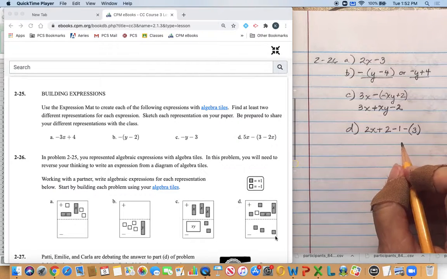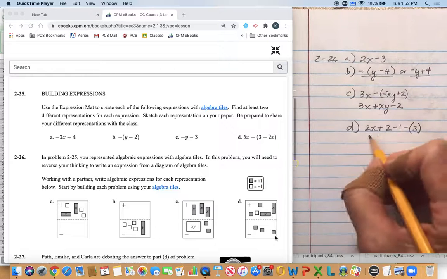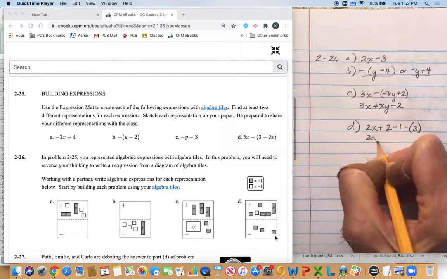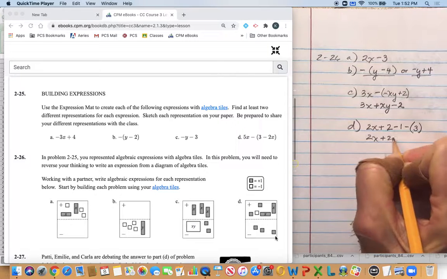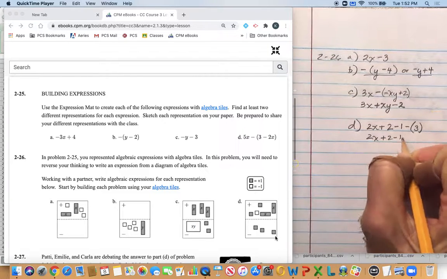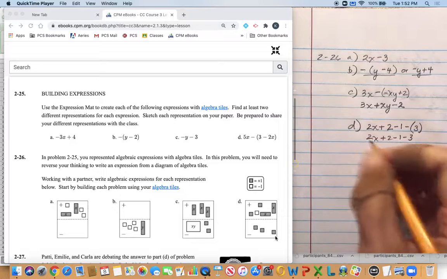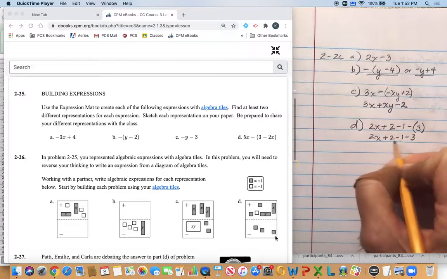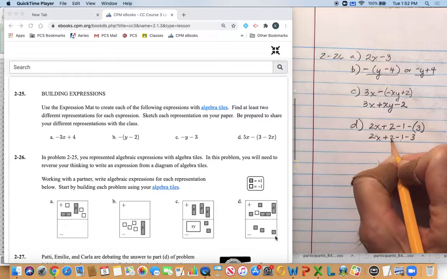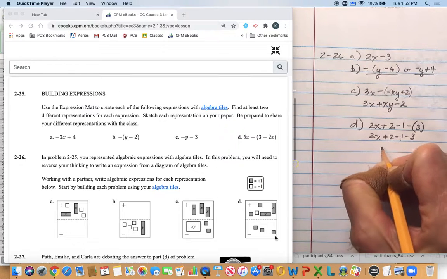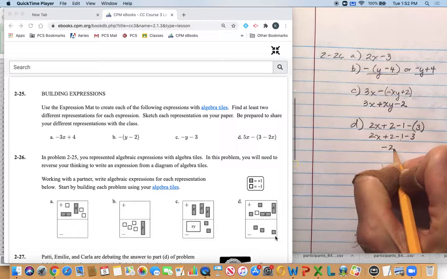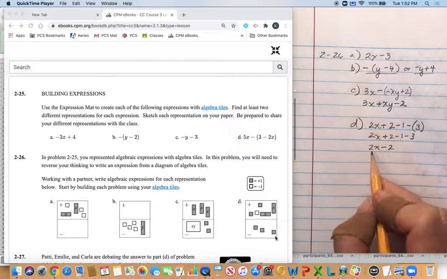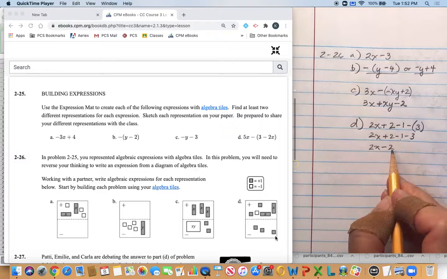and then we can close the parentheses. Okay, so if we were going to simplify this, we might rewrite it 2x plus 2 minus 1 minus 3. And then if we added up the negative 1 and the negative 3, we'd get negative 4. Negative 4 plus positive 2 is negative 2. So if we were going to simplify it, we would get to 2x minus 2.